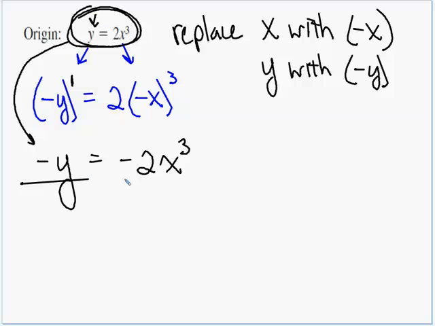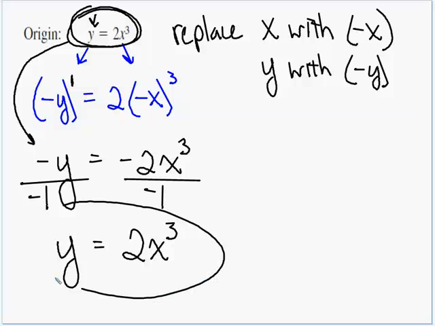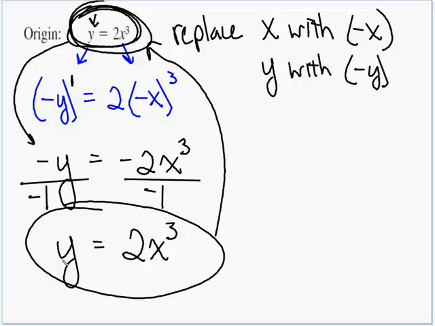So just like in the first part, let's divide or multiply each side by a negative, and then we'll get y equals 2x cubed. Aha! Those are equivalent. We started with y equals 2x cubed. We did our test. We are right back to where we started.